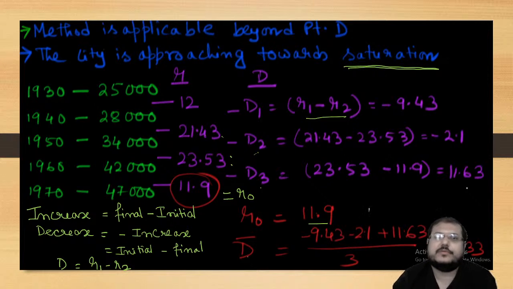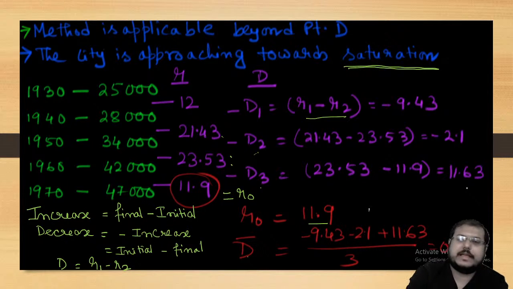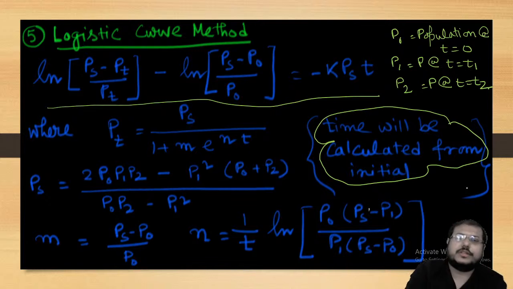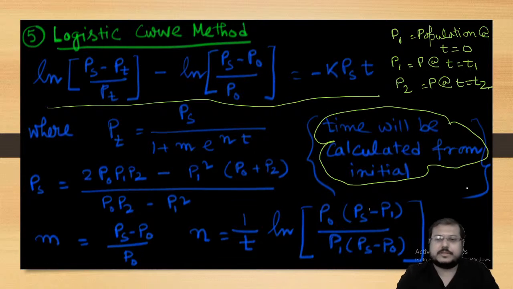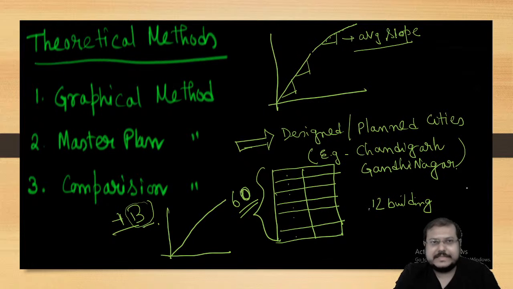Now, the same question we have solved. We have seen what the D value and the R naught value are. Then the logistic curve method, when 3 data points are given, and they need not be decades; it doesn't matter whether it is a decade value or not. Also, one thing we need to keep in mind is that time has to be calculated from the very initial of this process. There are some theoretical methods also: graphical method, master plan method, comparison method, which we have discussed.